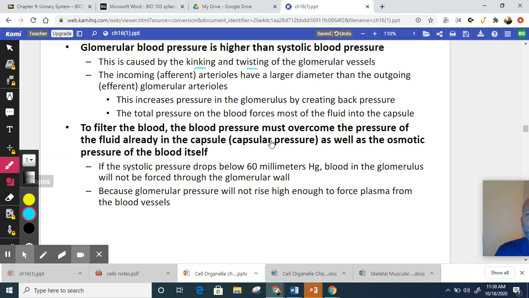So again, this is just a repeat of the last two slides. In order to filter, the blood pressure inside the glomerulus must be high enough to overcome the pressure of the fluid that's already in there, as well as the osmotic pressure of the blood itself. Because remember, hypertonic blood wants to pull fluids back. If your body's blood pressure drops below 60 millimeters, which is very low, then you're not going to be able to generate enough force in the glomerulus to promote filtration, and then your kidneys will fail.